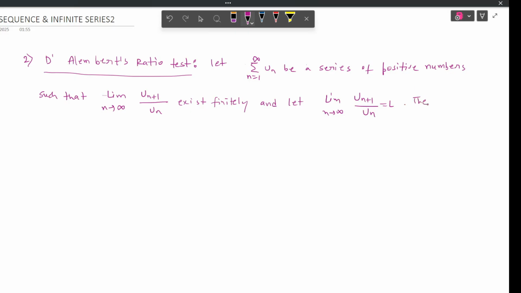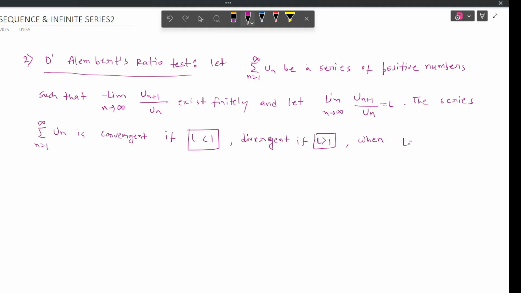The series summation n equals to 1 to infinity u of n is convergent if L is less than 1 and divergent if L is greater than 1, and when L equals to 1 the test fails.